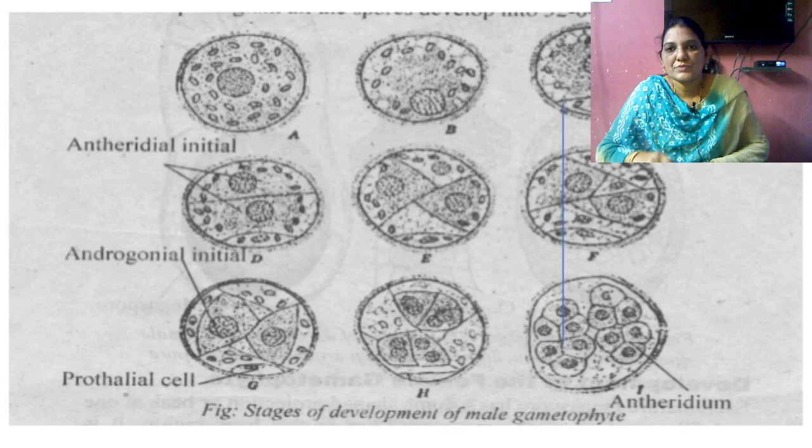So after complete formation of androspores, the outer layer is called jacket cells. So the jacket cells rupture, and the androspores come outside and swim for some time with the help of flagella, and search for the archegonium.